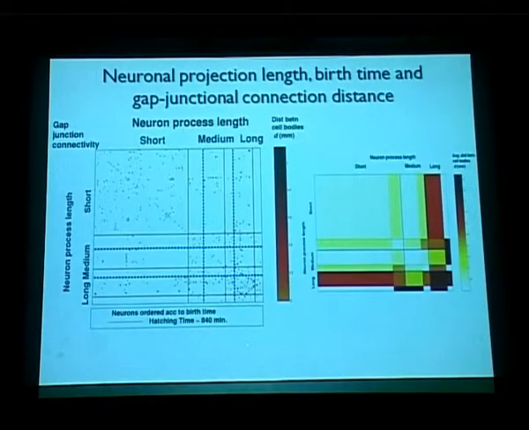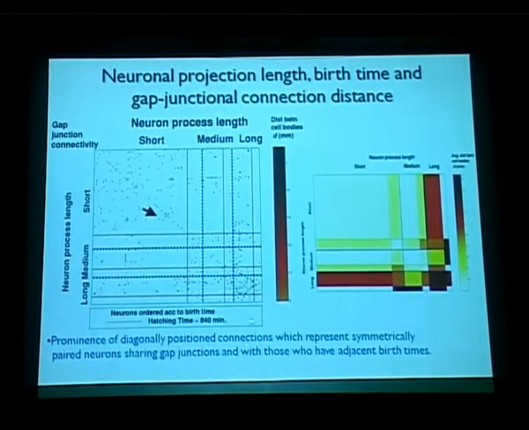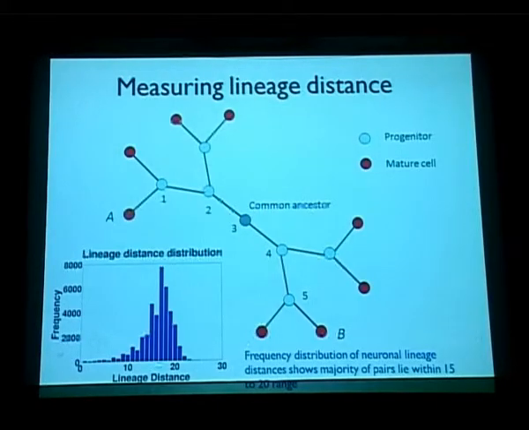So along with the neurons forming a synaptic connectivity matrix, we also did the gap-junctional connection distance, and more or less they have a similar profile. Of course, it's important to note that along this diagonal, there's a prominence of connections which typically represent the symmetrically paired neurons generated at a lineage distance within 15 to 20. About 17 is the peak.